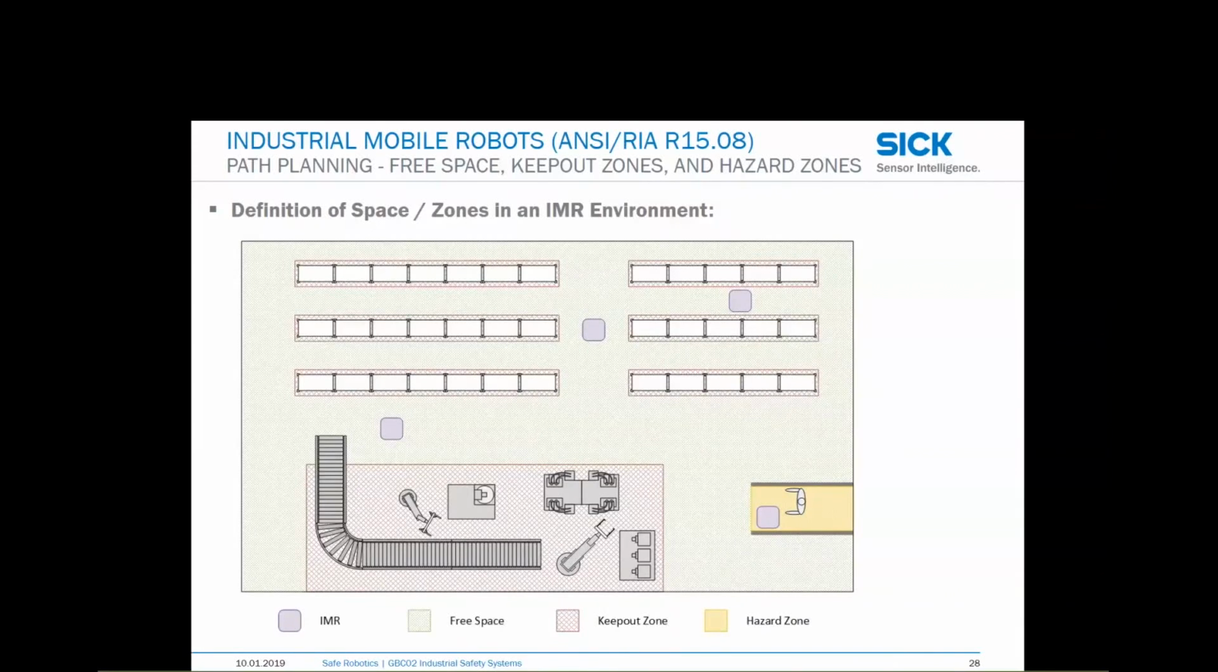The keep out zone, this will be areas of other automation or other areas within the facility that are off limits. And there's no reason for the IMRs to operate in these spaces, so these can be defined and restricted. Hazard zones then are when the IMR may contact other objects, both other AMRs and or objects such as people, and there's some sort of restriction.